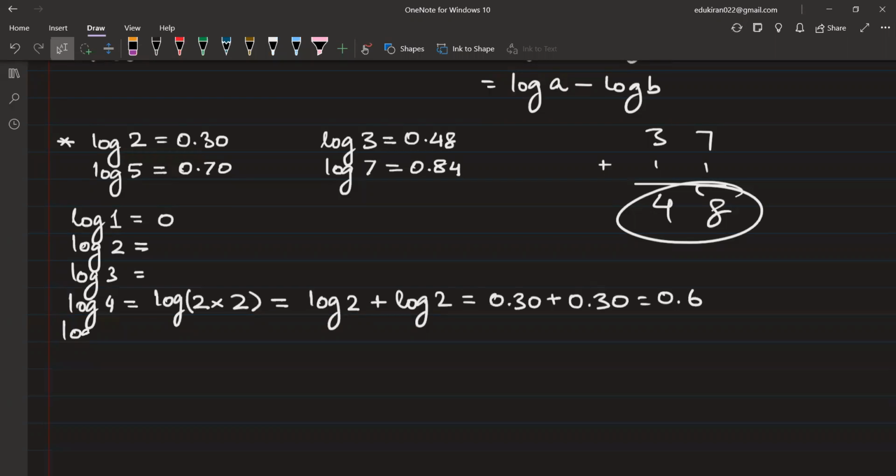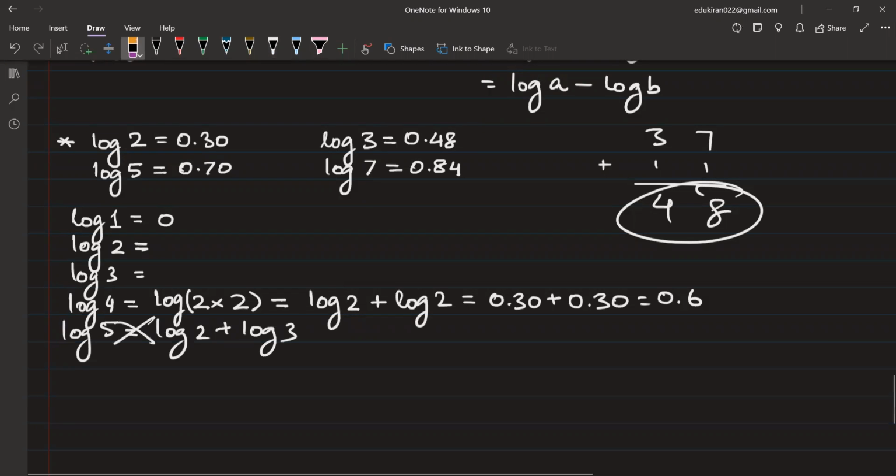Next, we have log 5. Many people start with log 2 plus log 3, which is very wrong. Please don't write this. Ye bilkul hi galat hai. Log 5 will not be equal to log 2 plus log 3. Okay. Log 5 ka direct answer aap log kya likhega? 0.70. Because 5 cannot be factorized like that.